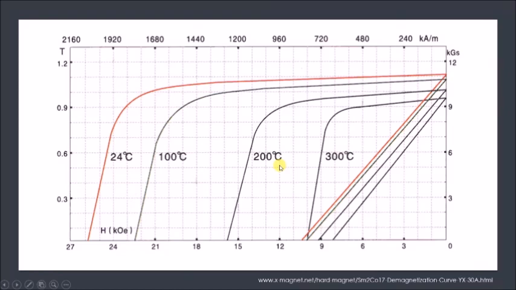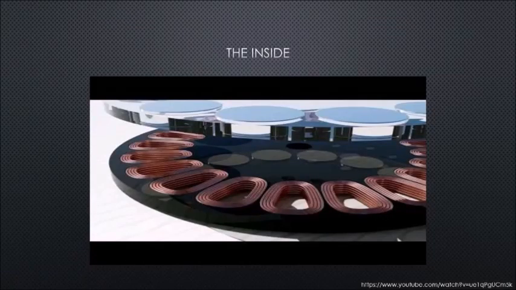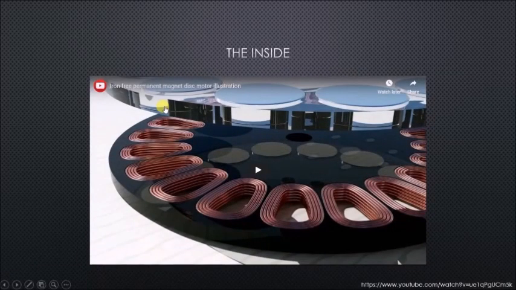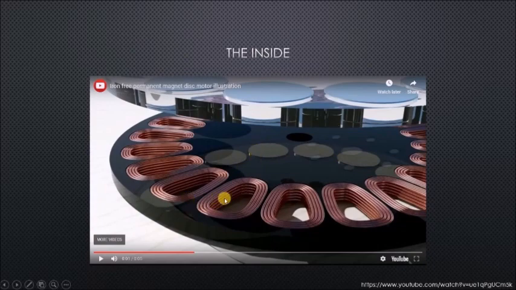These are permanent magnets. These magnets have an almost linear demagnetization curve, and in this curve, as negative field intensity is increased, the flux density decreases linearly. This is a very good quality to have in permanent magnets. Inside the machine, there are the permanent magnets and the field windings on the disk and the stator.